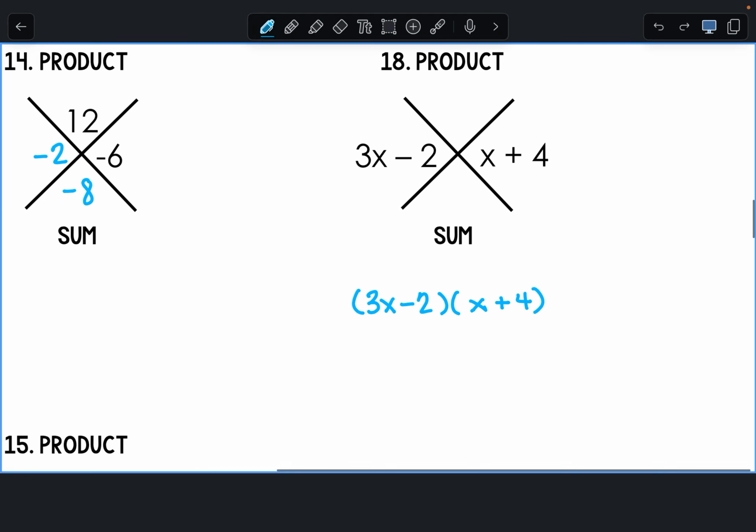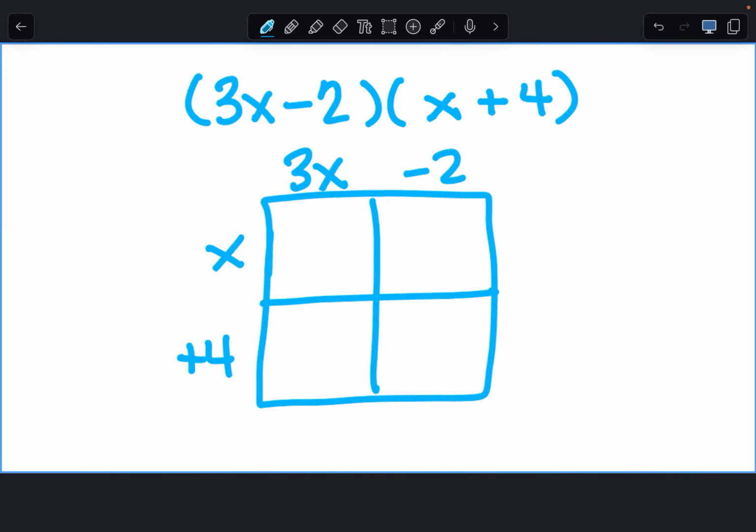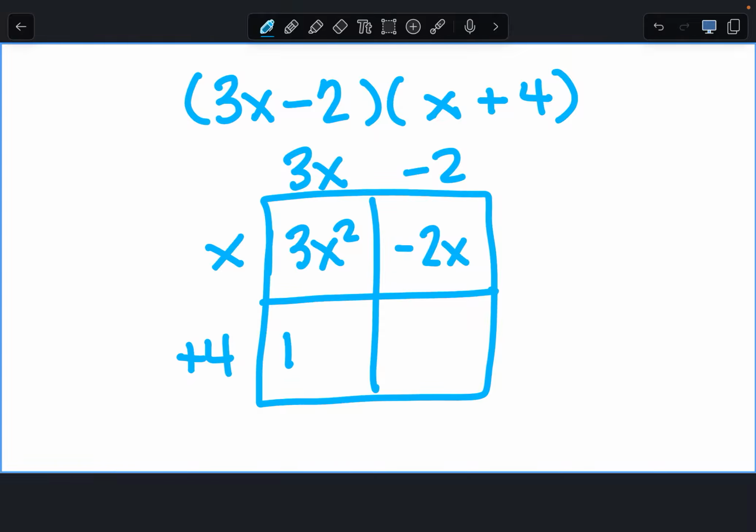And how do you multiply binomials? You distribute. Not just distribute, you distribute to all the terms. You can do FOIL or box. Box is my personal favorite. So 3x times x is 3x squared. 3x times -2 is -6x. 4 times x is 4x. And 4 times -2 is -8.